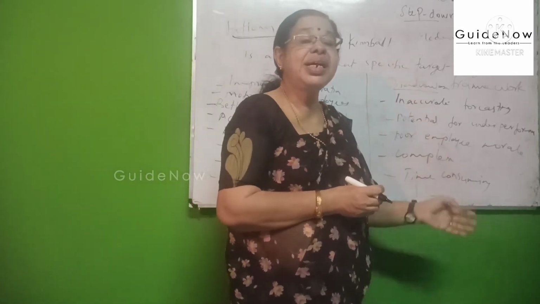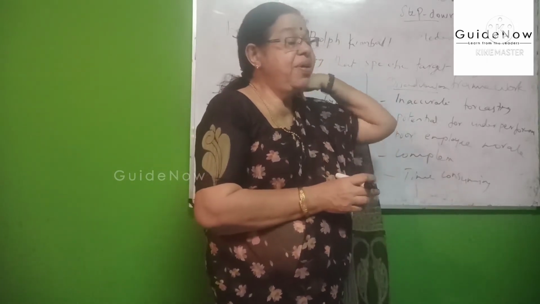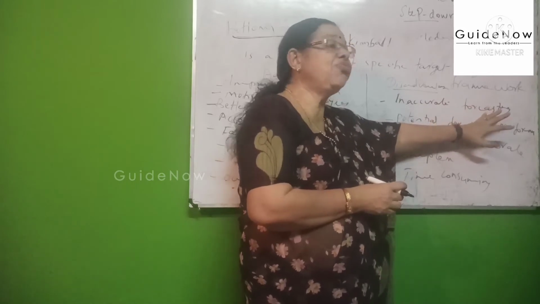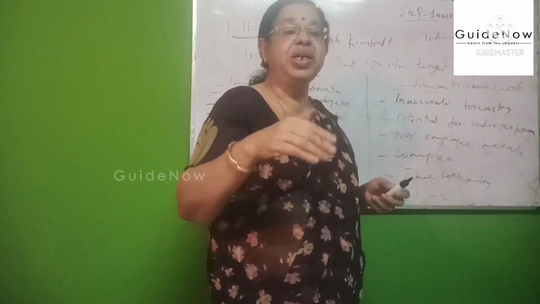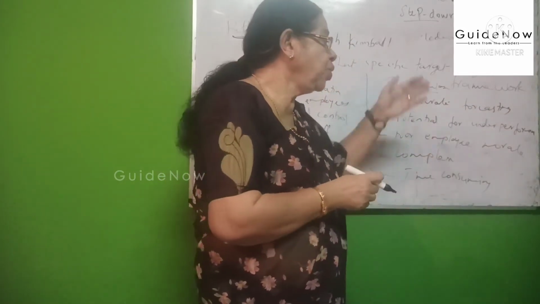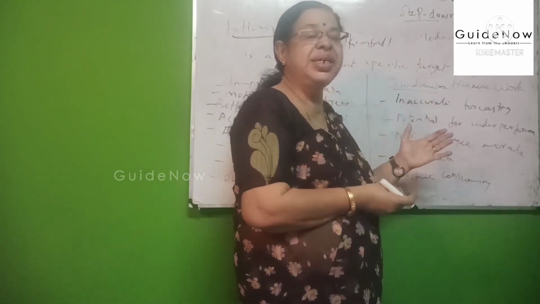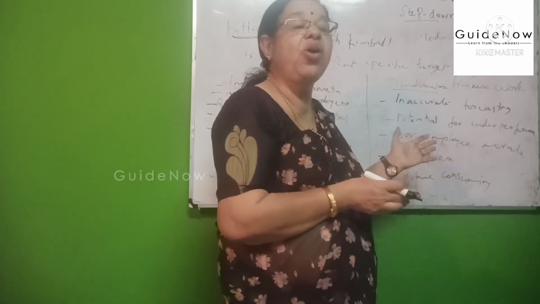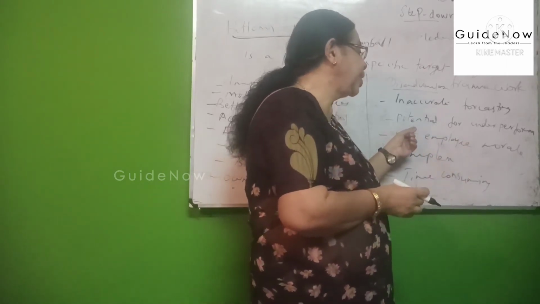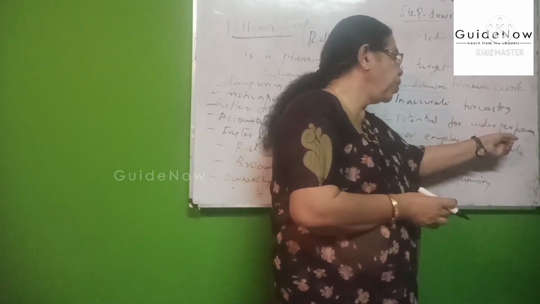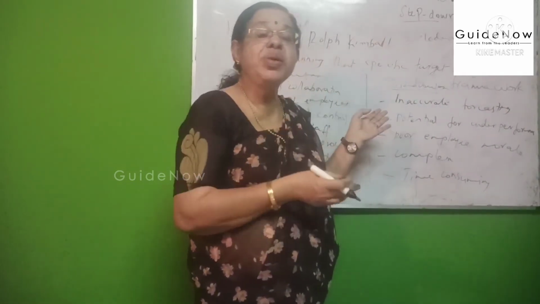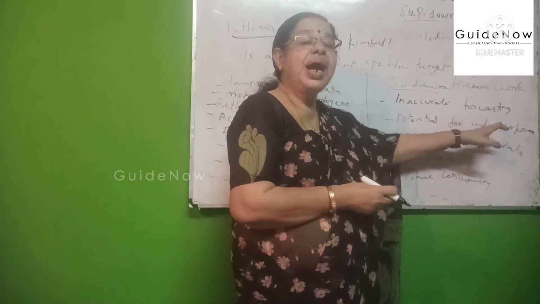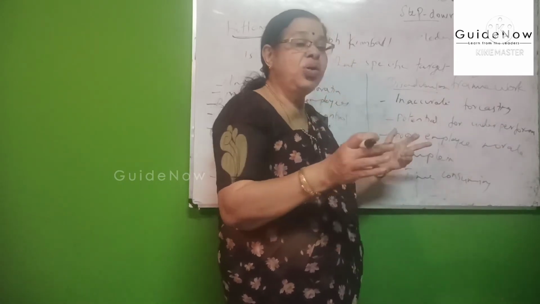Next, what are the important demerits or disadvantages of bottom-up? First is inaccurate forecasting. It is very difficult to know future information, so forecasting is difficult or inaccurate. Second is potential for underperformance. Their performance is not very good, which means not good results.